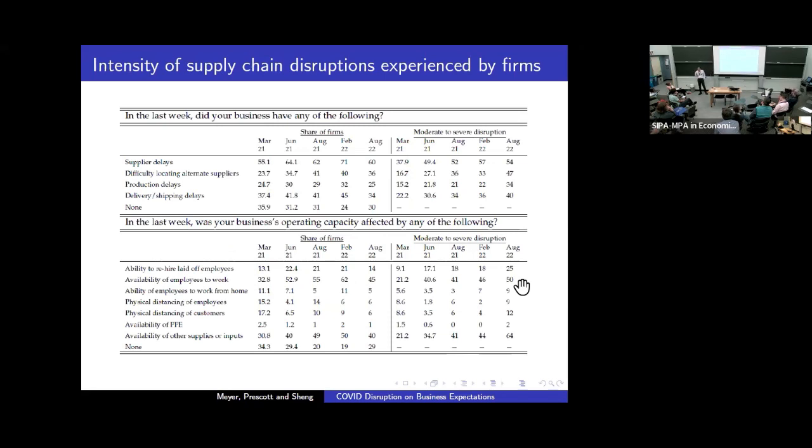So we borrow the questions from Station 0 on the small business policy survey. We go beyond simply asking firms whether they have experienced disruptions, and ask them about the intensity of their supply chain disruptions and disruptions to operating capacity. We asked this question 5 times, as you can see there.